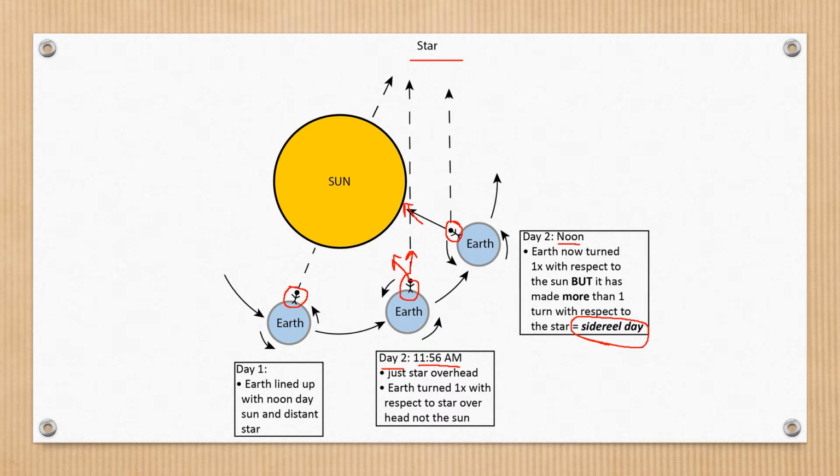So we've talked about this before with the moon. Again, it's the same thing. It's the realignment with the sun and a distant star, but in this case with the Earth.